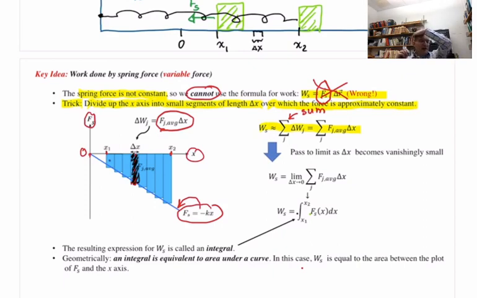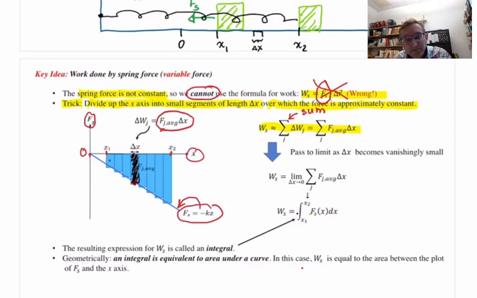Okay, so the trick is to divide up the region between x1 and x2 into little intervals, and just assume that over each interval, the spring force is constant, and so we can use the way to calculate work that we did before for a constant force. But you've got to do that for each of those little rectangles and then add up all the works, and then you get the total.